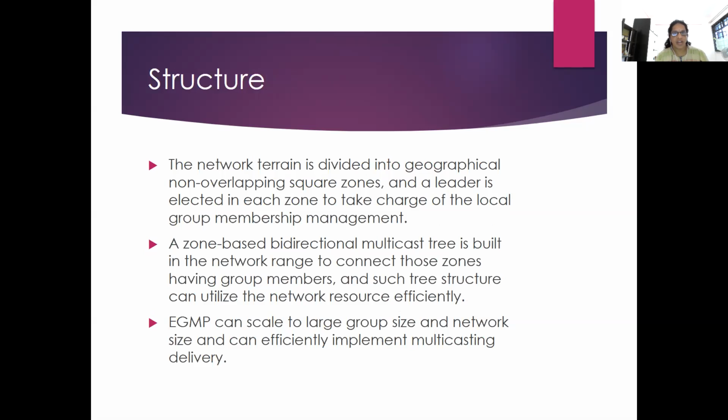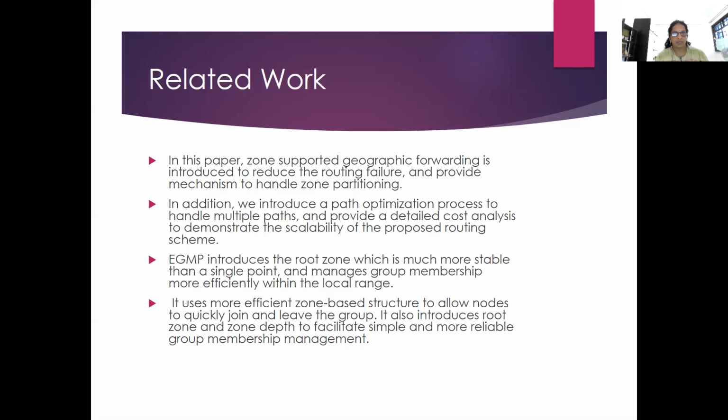Structure. The network terrain is divided into geographical non-overlapping square zones, and a leader is elected in each zone to take care of the local group membership management. A zone-based bidirectional multicast tree is built in the network range to connect those zones having group members, and such a tree structure can utilize the network's resources efficiently. EGMP can scale to large group size and network size and can efficiently implement multicast delivery.